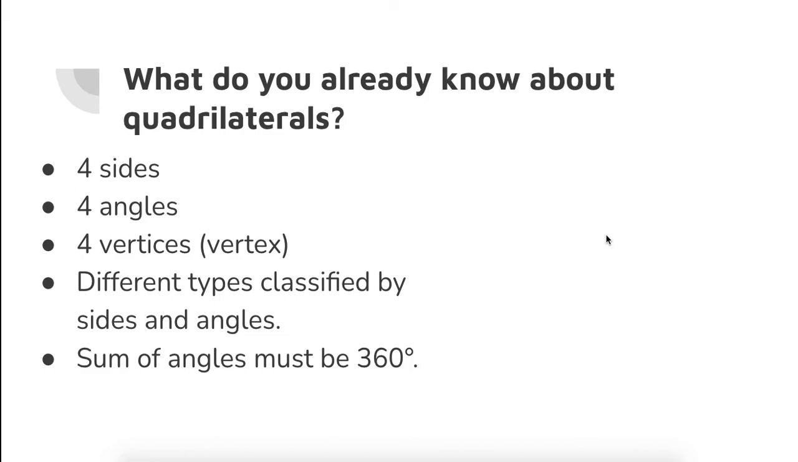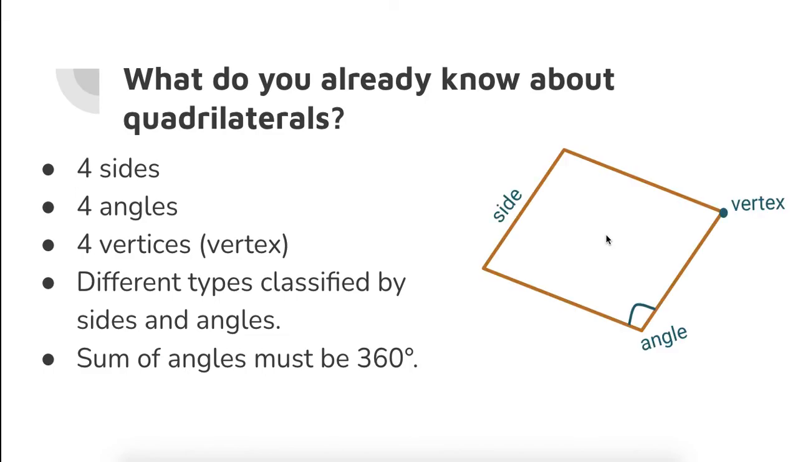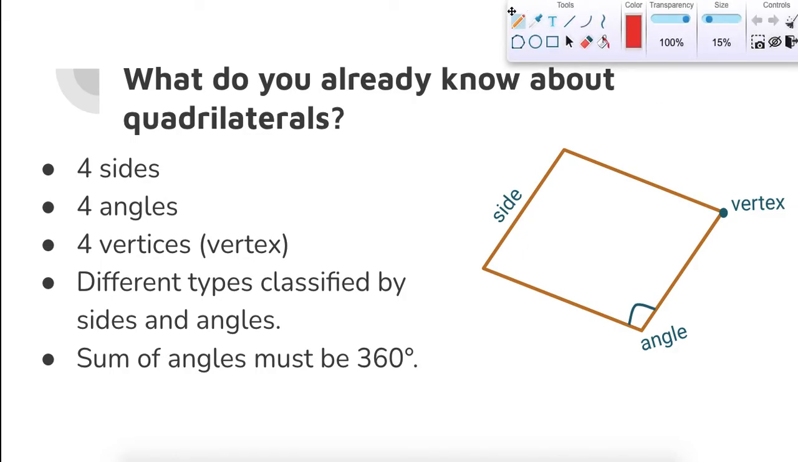Quadrilaterals, we should already know, they have 4 sides, 4 angles, and 4 vertices. They also have different types based on their sides and their angles, and the sum of the angles must be 360 degrees. Okay, now I want to make a real quick connection here. We said a triangle is 180 degrees, and a quadrilateral is 360 degrees, and that is because we can take, imagine that line is straight, any quadrilateral and split it up into 2 triangles. So if this triangle is 180 degrees and this triangle is 180 degrees, then 180 plus 180 is 360.